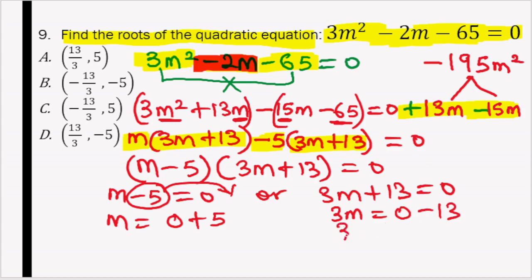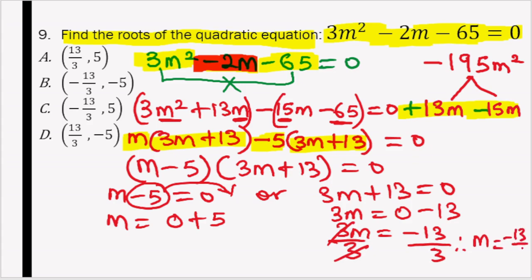So here we have 3m equal to minus 13. 0 minus 13 is minus 13. Divide both sides by 3. So our m here is equal to minus 13 over 3. Then on this part, m is equal to 0 plus 5 is what?